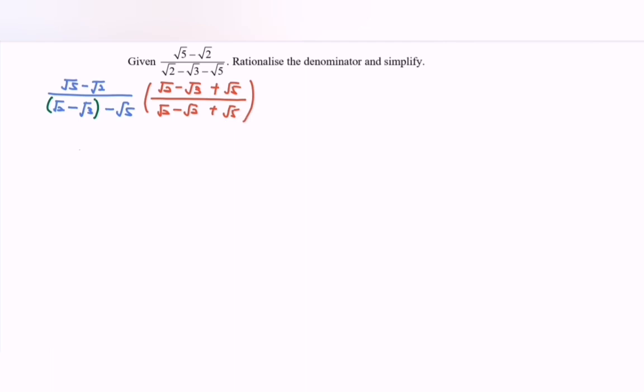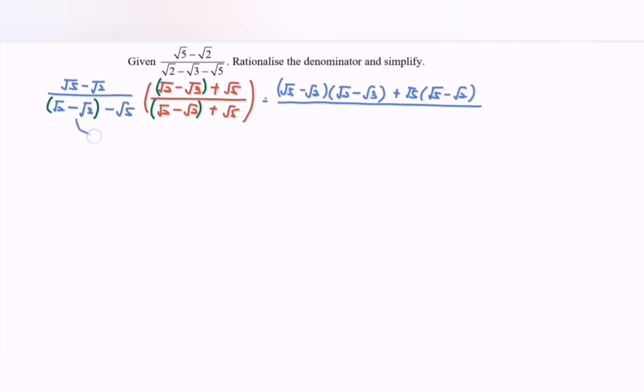So again, here we have the two terms. So kindly expand the situation. So if we expand, we will have square root of 5 minus the square root of 2, multiplied with the square root of 2 minus the square root of 3, and then plus the square root of 5 multiplied with the square root of 5 minus the square root of 2 over.